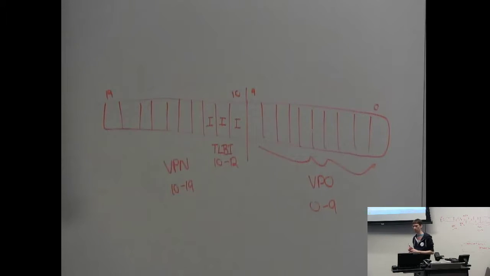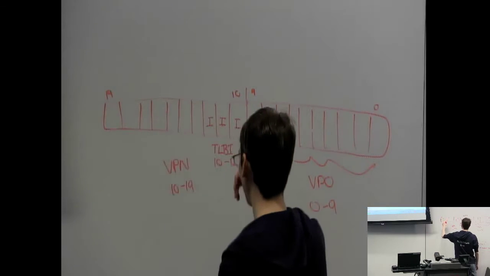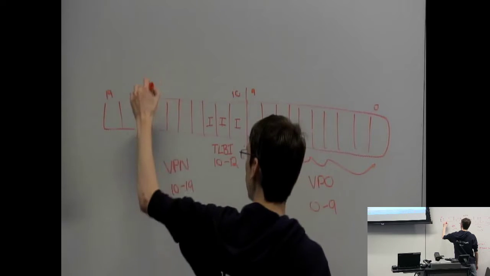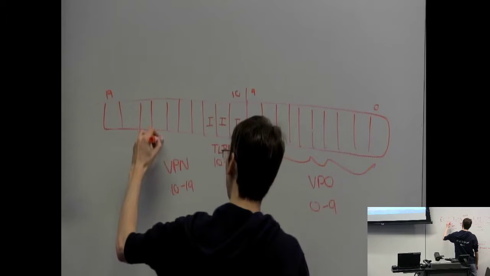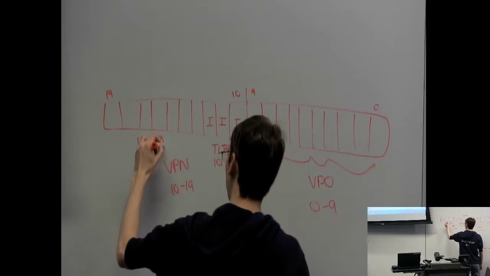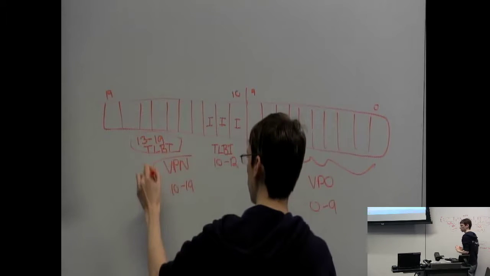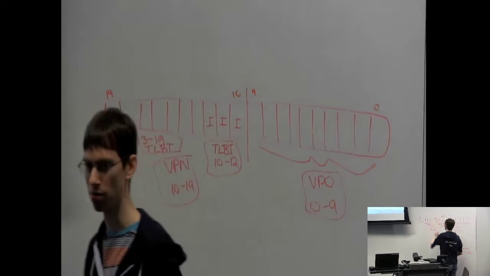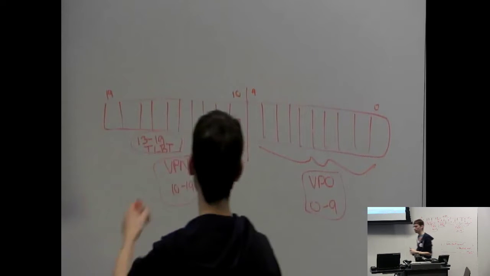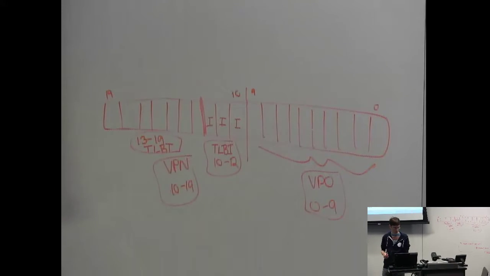Okay, so then what does that leave for the tag? Well, it just leaves everything else. The tag is whatever is not used by the index. So bits 13 through 19 are the TLB tag bits. These are our different pieces. So does everyone see where we got those numbers from? There's another split right here. Yes? Okay. So that's part one.